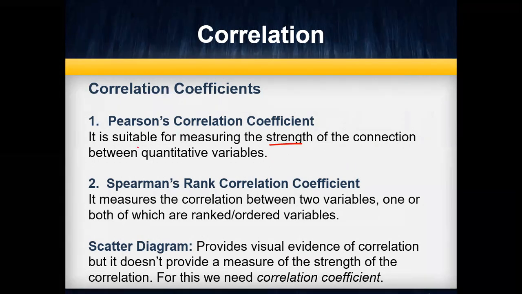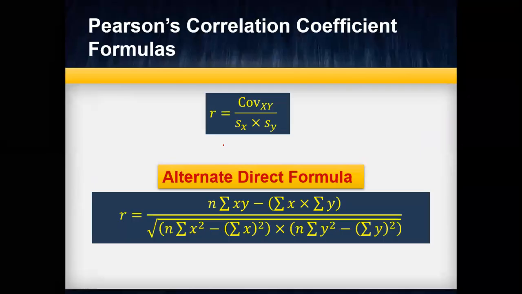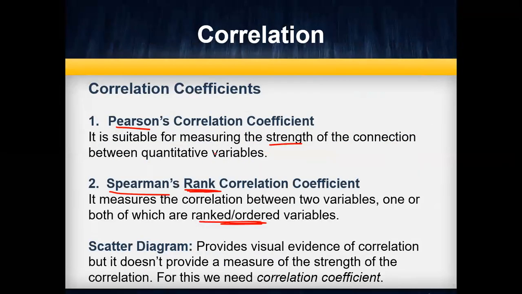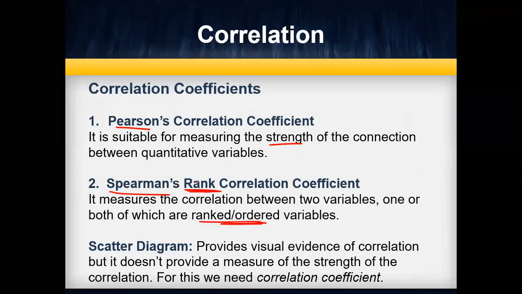There are two types of correlation coefficients. The first one is called Pearson, and the second one is called Spearman rank correlation coefficient. The Spearman one we apply on rank data. On normal data, we apply the Pearson correlation coefficient, but on rank data we apply the Spearman rank correlation coefficient.